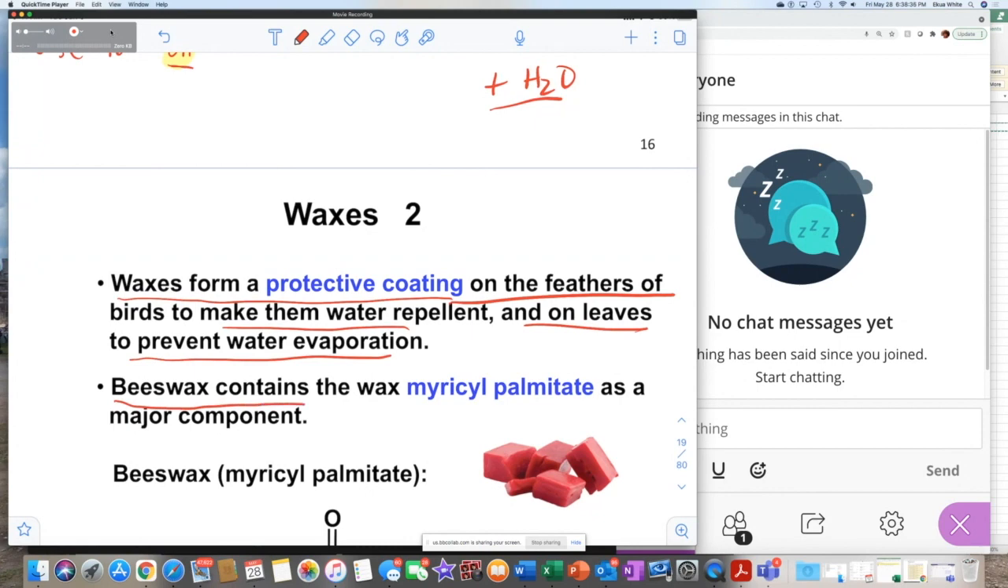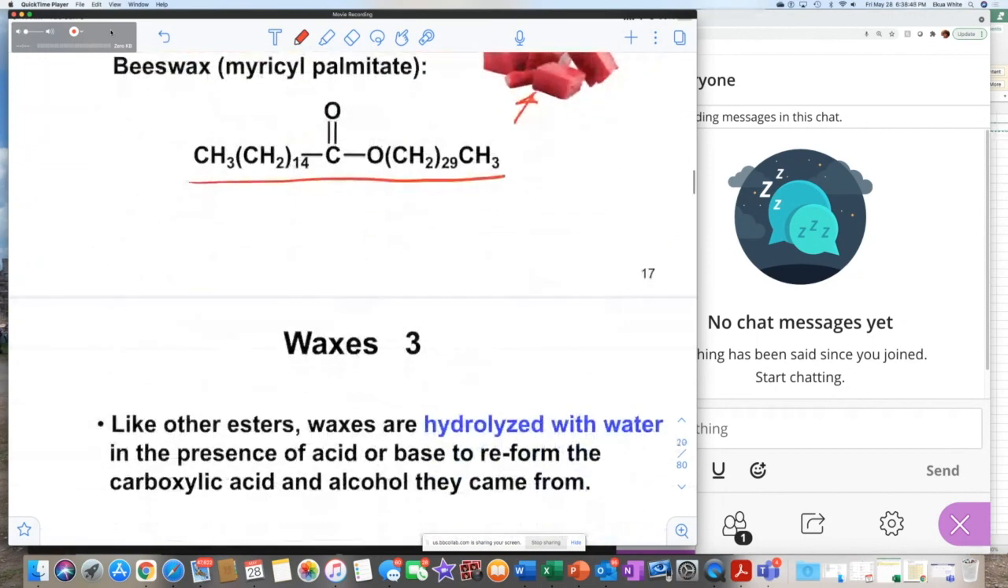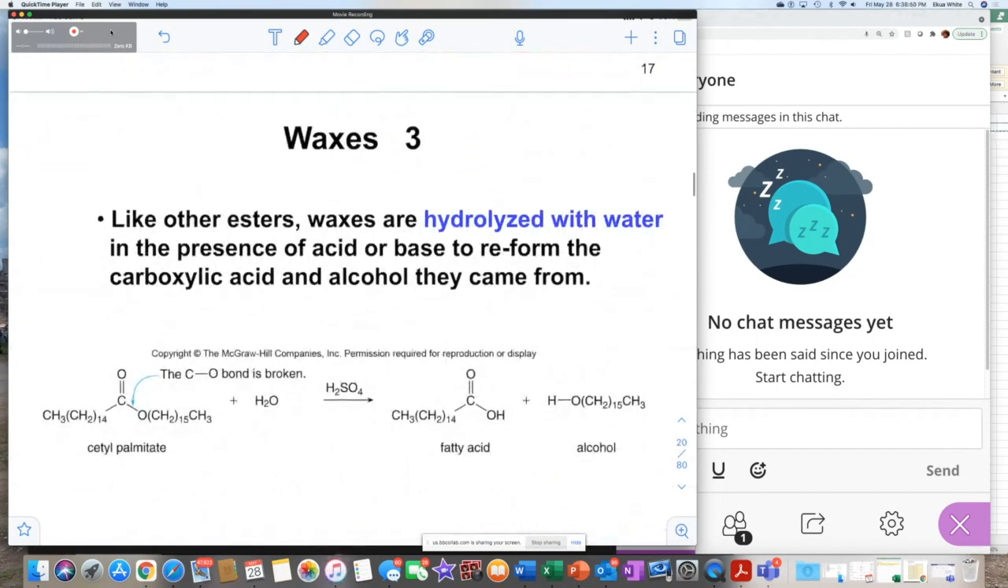So beeswax contains the wax myricyl palmitate as a major component. And this right here is that beeswax, which is sometimes used in making candles. And I do enjoy me a candle, you know.